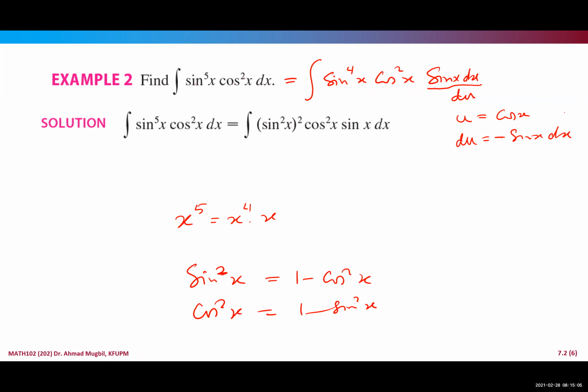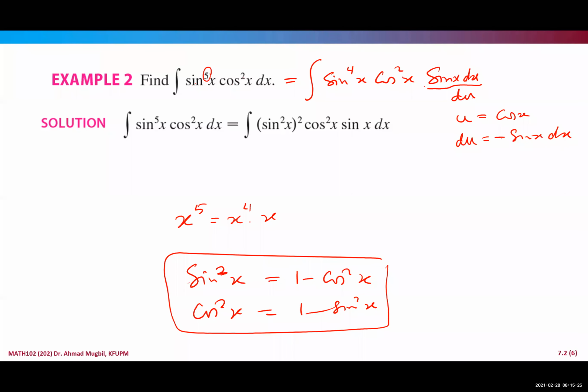Now let me... I think you got the idea, guys. We need here to be able to use the Pythagorean identities. We need to have sine squared, sine to the power 4, sine to the power 6, even powers. So this is why when you have an odd power, take one of the sine factors and keep this factor for du, if it is going to help you.